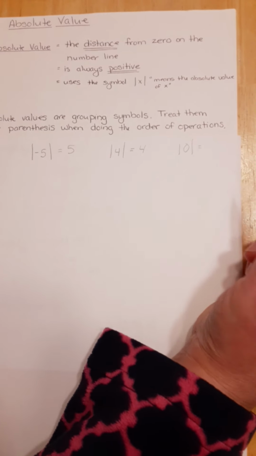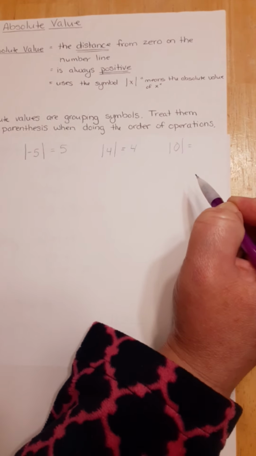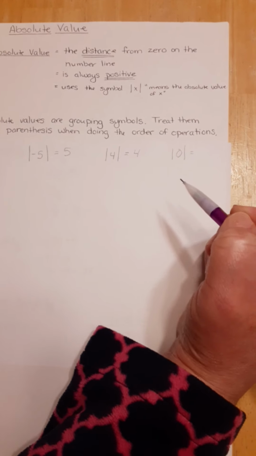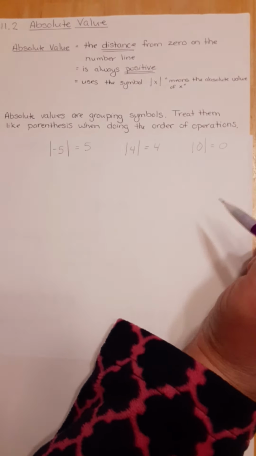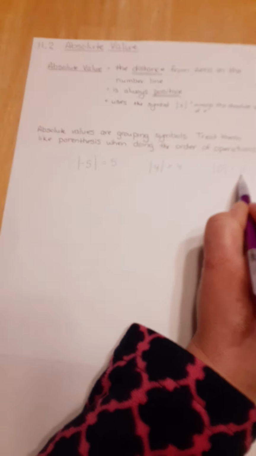Okay? How about if I have the absolute value of 0? What is that going to be? Well, remember, if I'm asking what is the distance from 0 to 0, it's 0. Okay? You're not going anywhere. So the absolute value of 0 is 0.